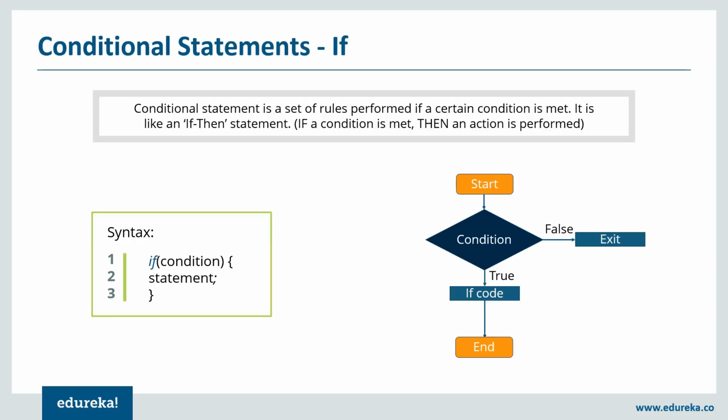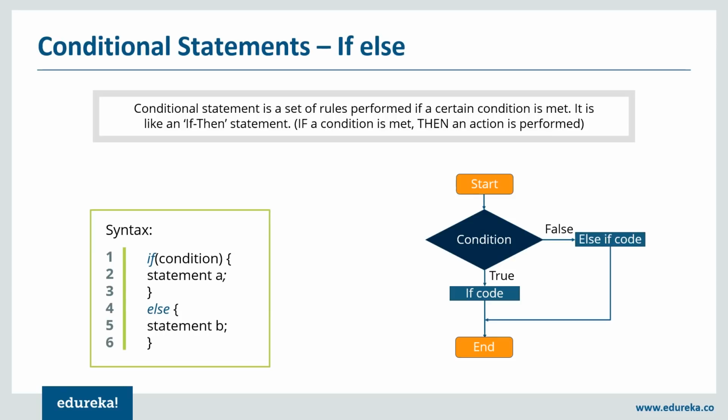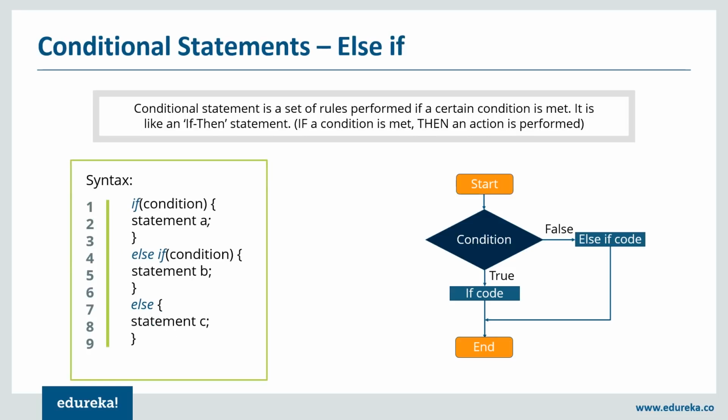Alright, now let's discuss else, and let's also discuss else if. So now let's look at else. Now else is used to execute a block of code if the same condition holds false. Now we know that if the condition holds true, then a statement A will get executed. But if the condition holds false and you want to execute an alternative statement, that's when you use else. Now if this condition holds false, then this statement will get executed.